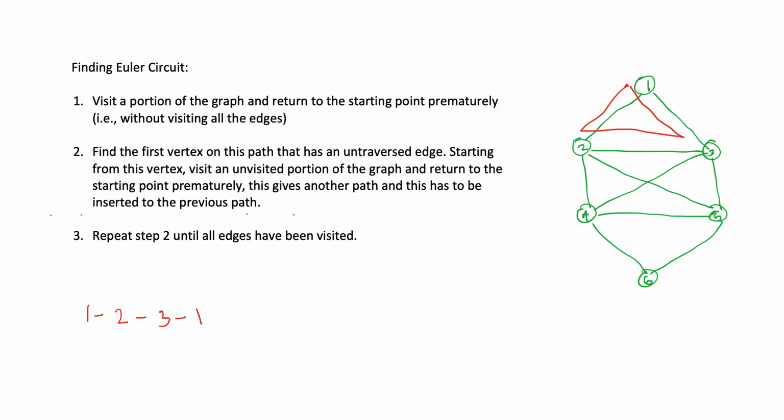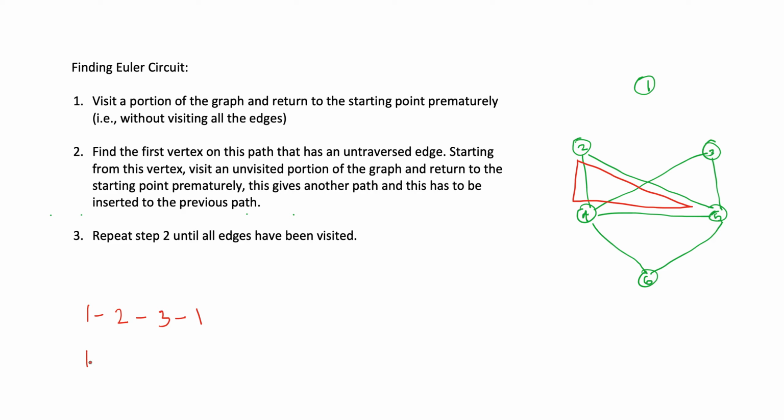So I'm removing the path I have already visited. I have visited this one, and this one. Okay. Now if you look at this path, the first vertex that has unvisited edges is this node 2, or the vertex 2. So this vertex has several unvisited edges. So I will start from that particular vertex, that is 2. So from 2 I'm starting, then I'm visiting a smaller portion of this graph, and I'm coming back to the same point again. So the path that I just visited is 2, 4, 5, and 2.